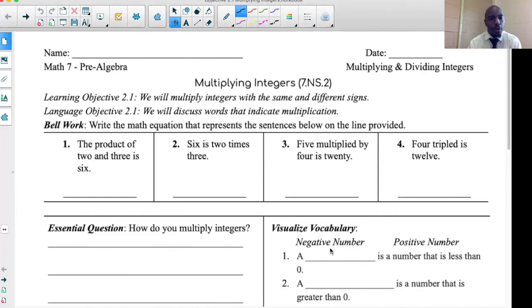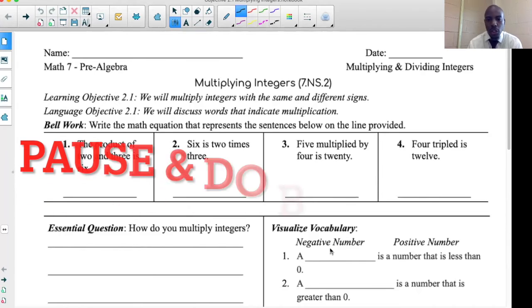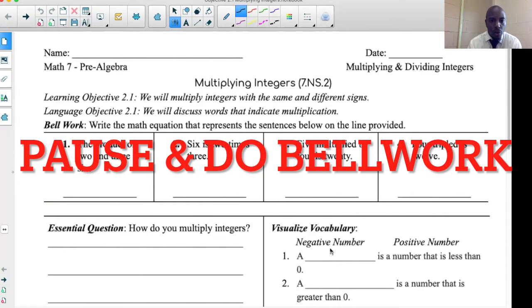As with every worksheet, take a minute to begin to work on the bell work. As you can see here, the bell work is asking you to write the math equation that represents the sentences below and do that on the line that's provided for you. So I'm going to give you a few minutes, pause the video if you need to, and try to complete all four of these.